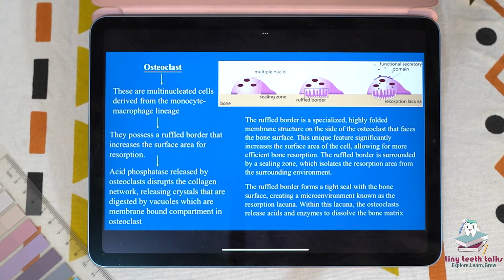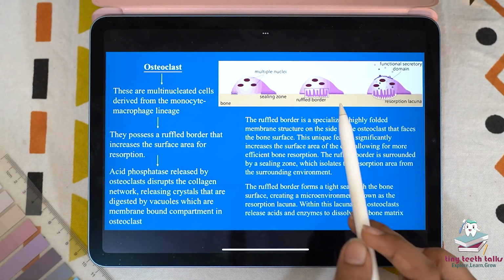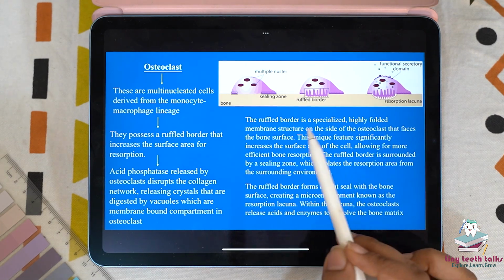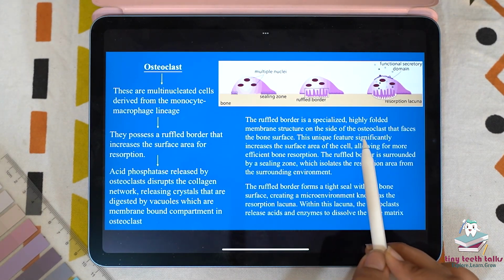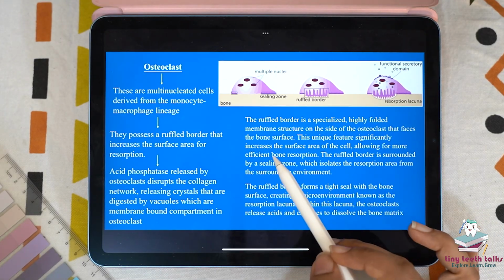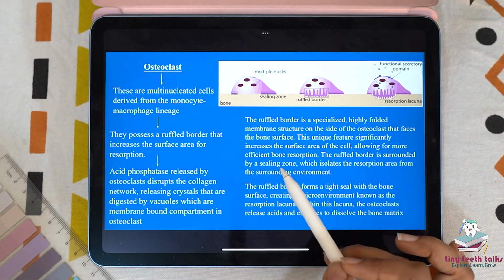Monocyte-derived macrophages fuse and form the osteoclast, which is responsible for bone resorption. They possess a ruffled border that increases the surface area of resorption. The ruffled border is a specialized, highly folded membrane structure on the side of the osteoclast that faces the bone surface. This unique feature significantly increases the surface area of the cell, allowing for more efficient bone resorption.